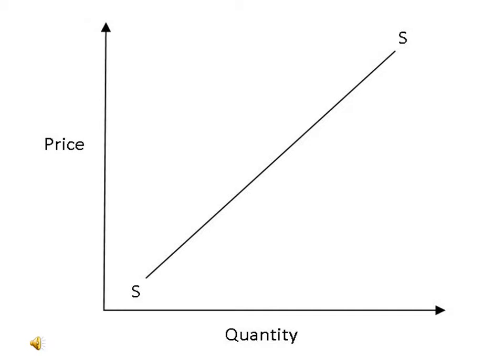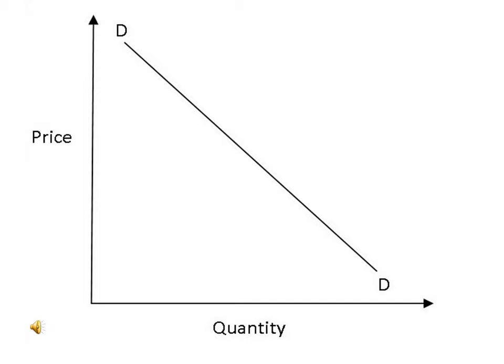Let's begin by looking at a supply curve. As you can see, quantity and price are directly related. This means that as a good becomes more expensive, more of it will be produced. Or as price increases, so will quantity supplied.